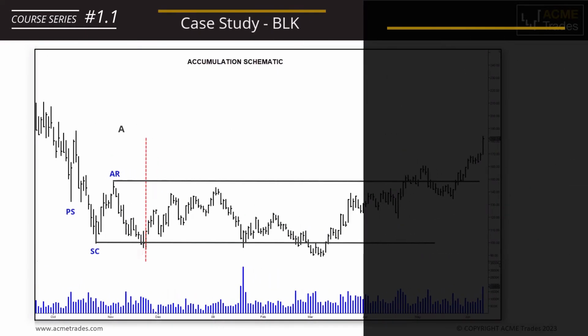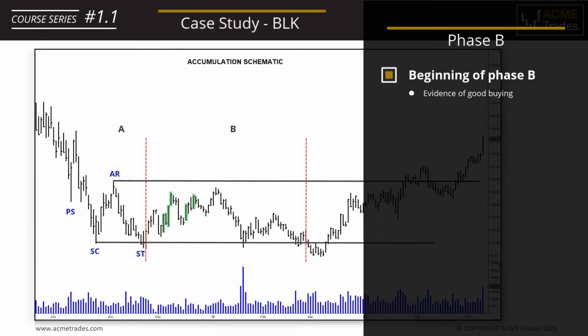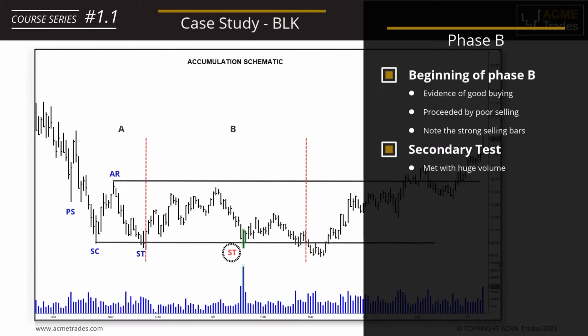Now we move on to phase B. We see some churning here at the beginning, but we do see evidence of good buying. In comparison, we do see some pretty poor selling. So the buying is better than the selling over here, although there are still a couple of down bars here. Then we have a secondary test over here that is met with huge volume.